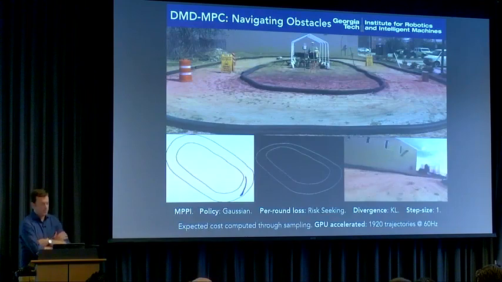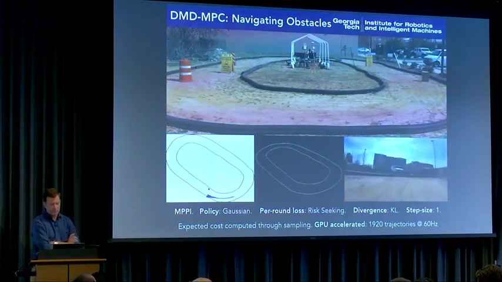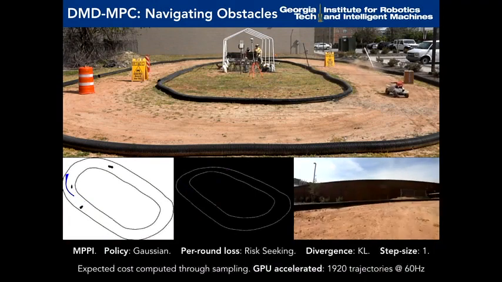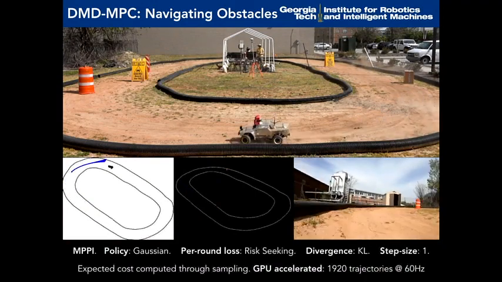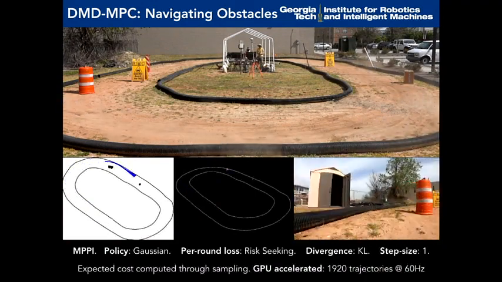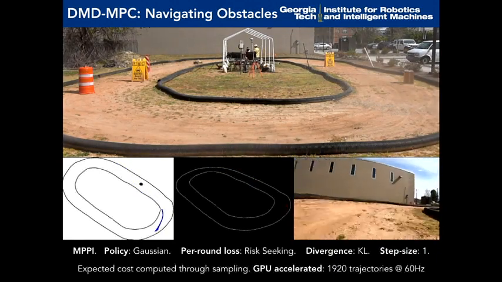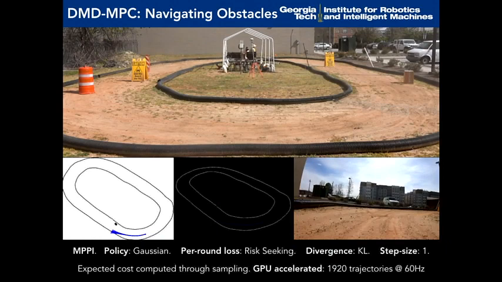Yep. We can also modify the cost function, so to transfer the strategy to more complicated tasks. So here we're using LiDAR to identify objects in the track in real time, updating the cost function, and then using this updated cost function in order to avoid obstacles as the car is racing around the track.